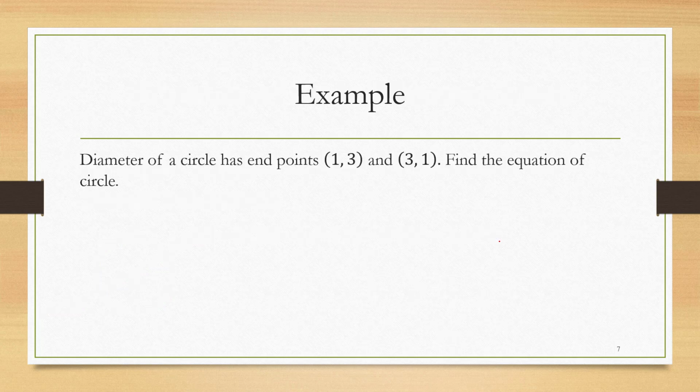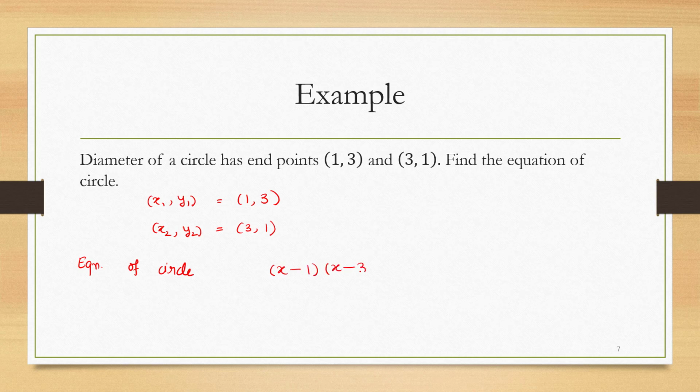Let's see an example. The diameter of a circle has endpoints (1, 3) and (3, 1). Find the equation of the circle. So clearly the first point is (x1, y1), that is (1, 3), and the second point is (x2, y2). You can take any one as first and any one as second point. The answer will be the same. (3, 1). So the equation of the circle is (x minus x1) into (x minus x2) plus (y minus y1) into (y minus y2) equal to 0.